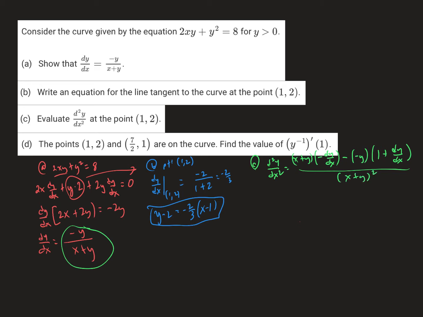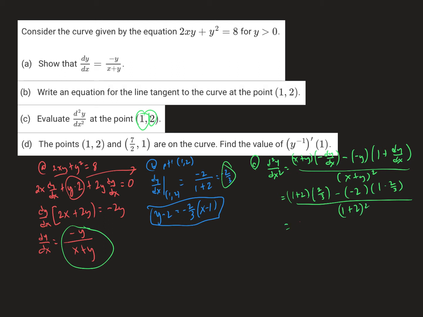And then everywhere I see a y, I'm going to replace it with 2. Everywhere I see an x, I'm going to replace it with 1. And everywhere I see dy dx, because it's at the point 1, 2, I'm going to replace it with negative 2/3. So let's see, my x is 1, my y is 2, times negative 2/3, minus negative 2, times 1 plus negative 2/3, all over 1 plus 2 squared.